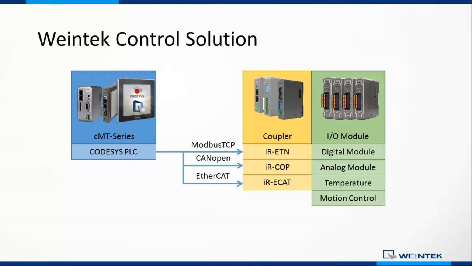The Weintek control solution includes three parts. The first is the controller, like the CMT-X series HMI or CMT-Control 01. Those can be a controller connected to the second part, the coupler, over Modbus TCP, CANopen, and EtherCAT in order to control the iR modules. Our iR modules include digital, analog, temperature, and motion control modules.